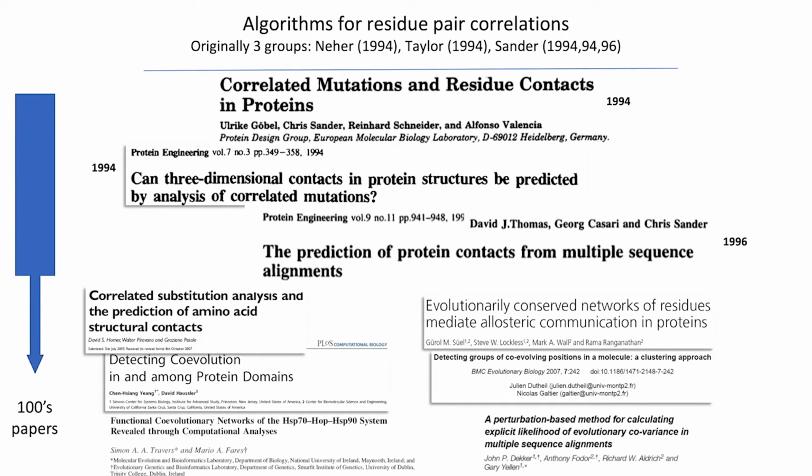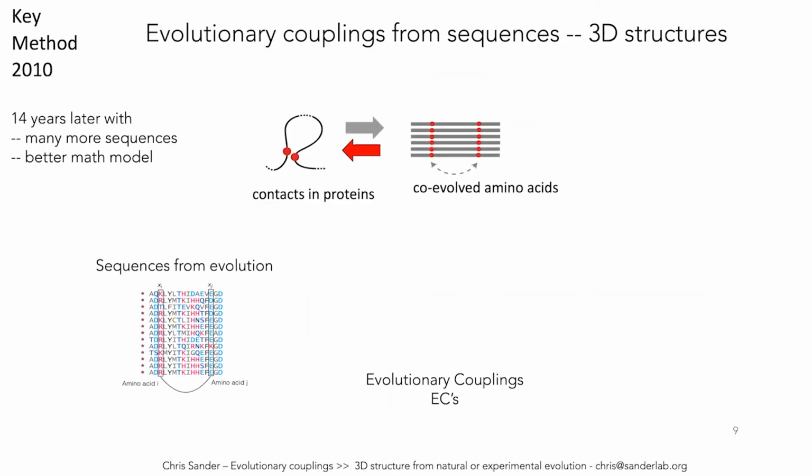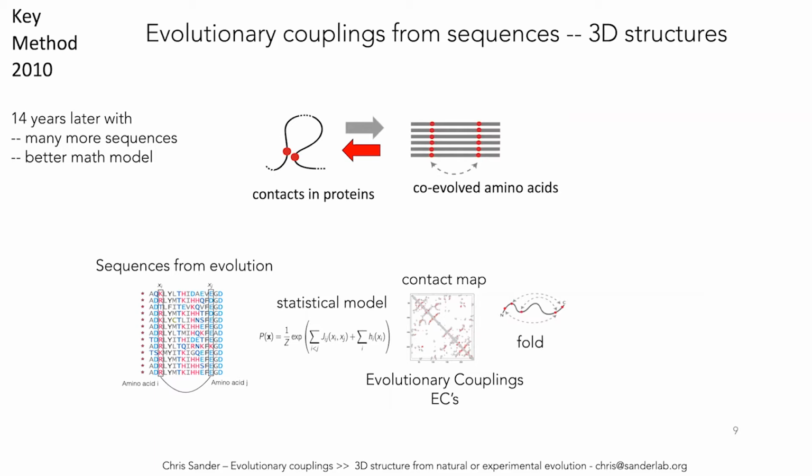But there were hundreds of papers following this, with people trying to do the same thing and increasingly better, but not really solving it until 2010, when we had, 14 years later, many more sequences and a better mathematical model. And the mathematical model, in fact, was the maximum entropy model that leads to this formulation of a Potts model that allows one to then solve the parameters, and then several mathematical ways of actually getting to the parameters from the multiple sequence alignment, and now routine.